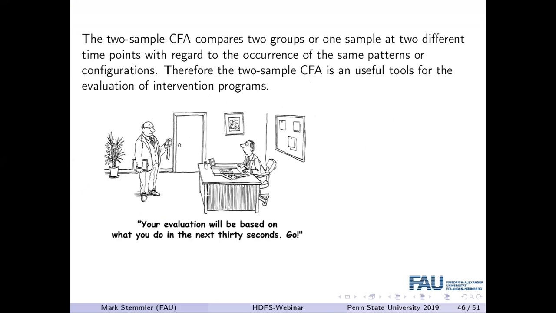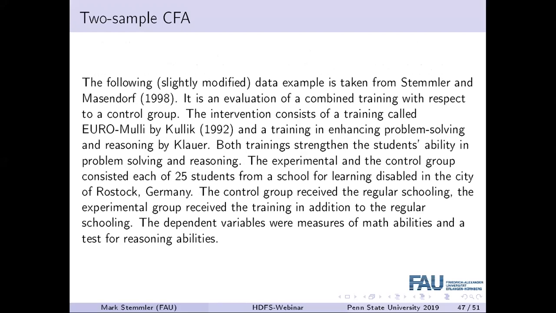So if you have a control group and an intervention group, and you're looking for specific patterns that would be an indication of the successful intervention, you would like to find them only in the experimental group. I have a small data set from a colleague called Masendorf. This was a group of learning disabled students. We had a control group and an experimental group, or a training group. The training group was doing enhancing problem solving and reasoning training. Both trainings strengthen the students' ability in problem solving and reasoning, whereas the control group only received the regular schooling.